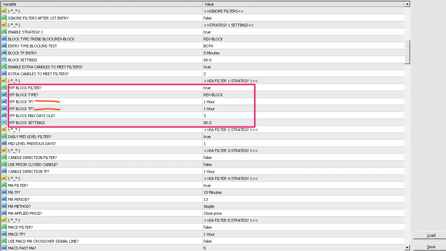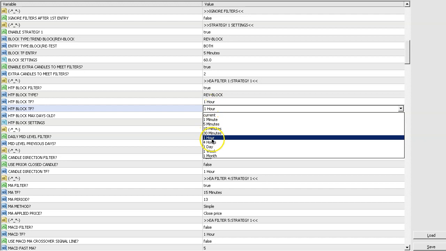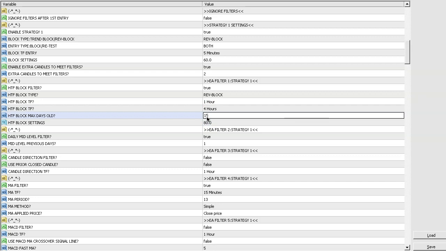Do you need to do it all the time? No. Do you need to have two different time frames? No. So in here you see 1 hour and 1 hour, so you can leave 1 hour and 1 hour, or you can change the second time frame right over here. It's very simple. If you want to say, whenever there is a 1 hour and a 4 hour block, and usually now with the maximum days old, we're going to go based on the highest time frame. So in here, let's say 15 days.